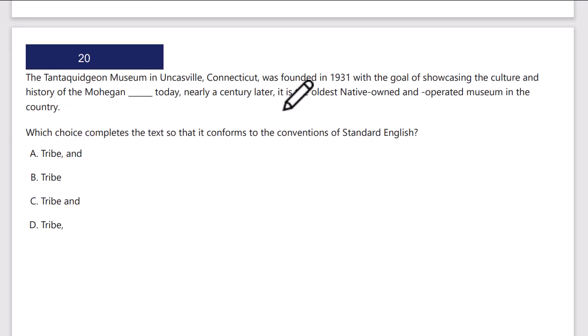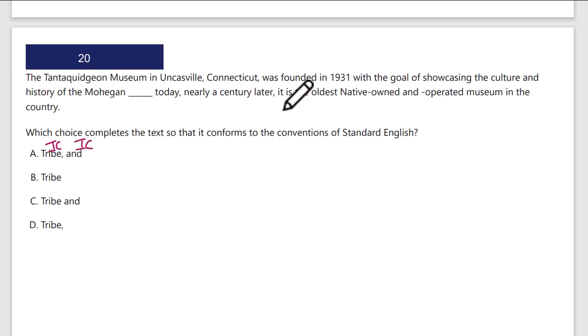20. The Tantakidjan Museum in Newcastle, Connecticut was founded in 1931 with the goal of showcasing the culture and history of the Mohegan tribe. And today, or just today, with comma or without comma. So, okay, if I'm going to have tribe, comma, and, that means independent clause, right? That's the case. Because that's a comma and our fanboys.